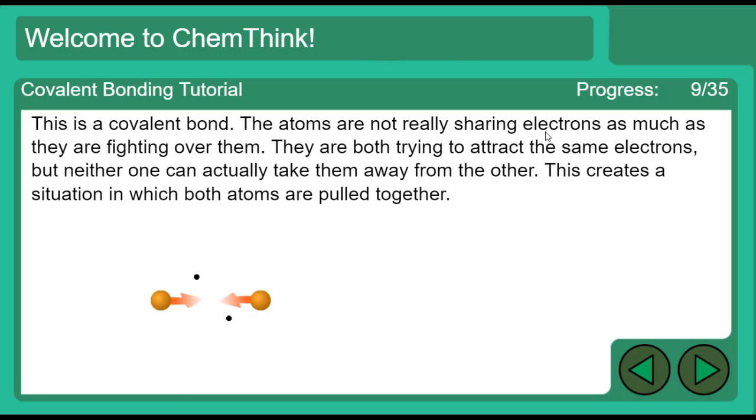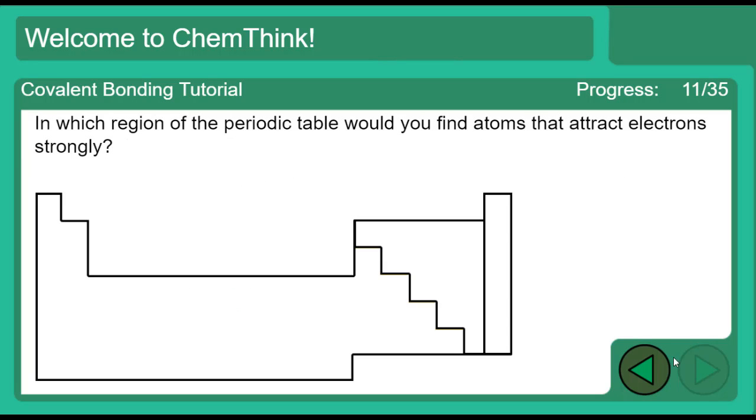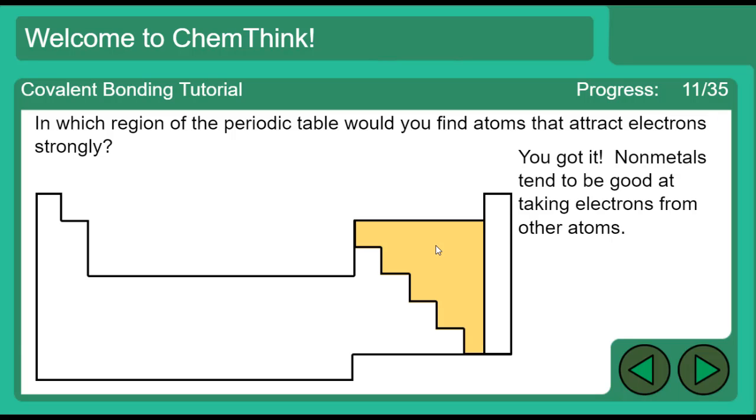Again, the atoms are not really sharing electrons as much as they are fighting over them. They are both trying to attract the same electrons, but neither one can actually take them away from the other. This creates a situation in which both atoms are pulled together. Which atoms would be doing this? Well, not the metals over here. These guys form cations. They're not going to be sharing electrons, but these guys right here will be. The non-metals are going to, because they're more than half full, they have a strong hold on their electrons.